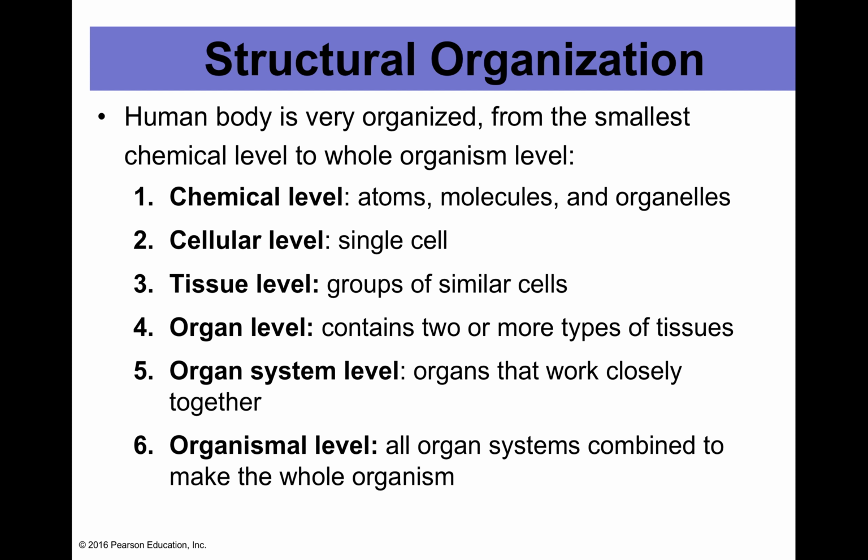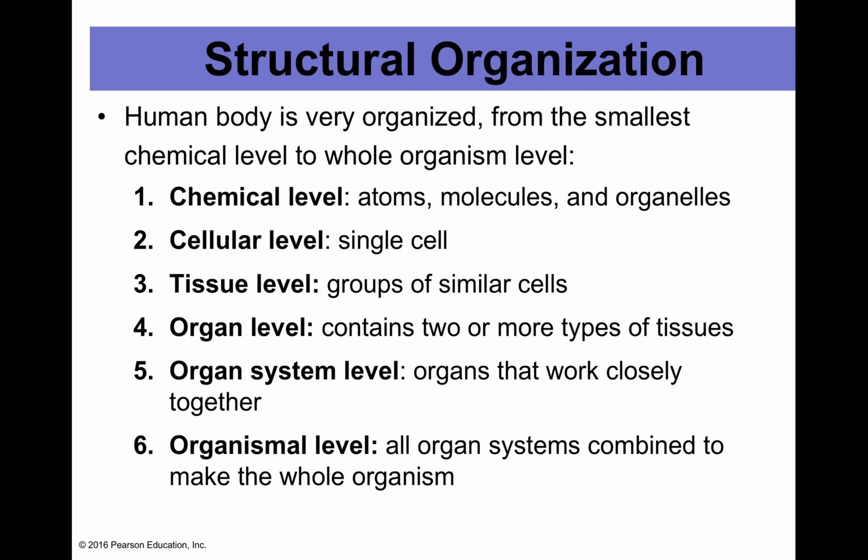Now, if I put a group of identical cells together and give them a job to do, what I create is a tissue. For instance, if I put a bunch of smooth muscle cells together, what I will get is a smooth muscle tissue. If I put a bunch of skin cells together, I get a skin tissue. If I put a bunch of cardiac muscle cells together, I will get cardiac muscle tissue.